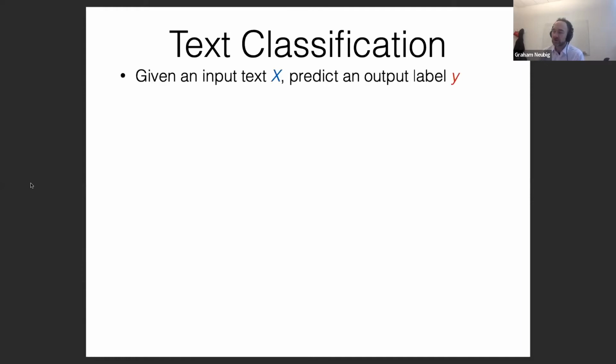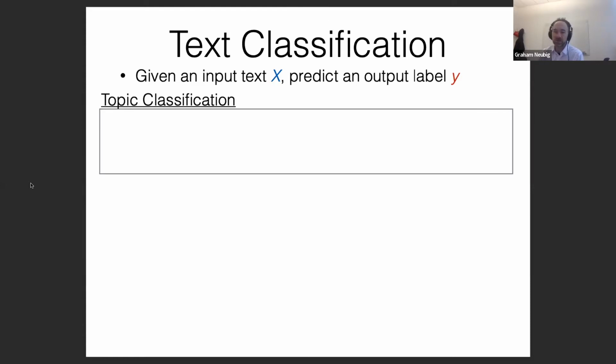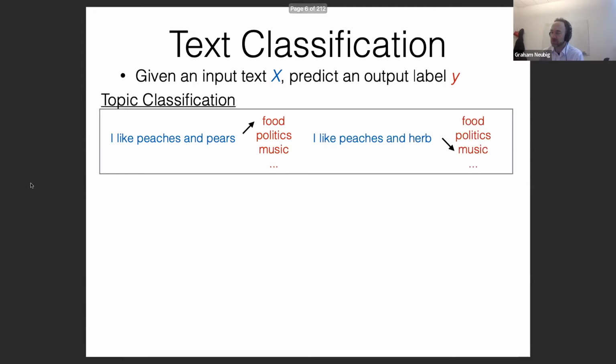So text classification: given an input text X, predict an output categorical label Y. And this can be all kinds of different things, like topic classification, where we take "I like peaches and pears," and that gives us the topic food. And "I like Peaches and Herb," and that gives you the topic music, because Peaches and Herb is an old band, basically.